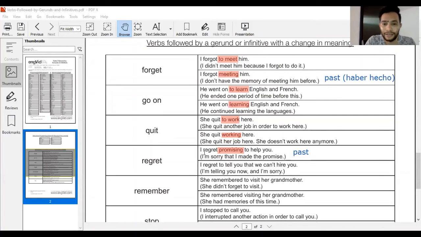So it says here, how can you translate this into Spanish, guys? If it says, I'm sorry that I made a promise. By the way, what is the meaning of regret? Arrepentirse. Great. Lamentarse. Great. Excellent, miss. So what do you think is the meaning of the sentence here? I regret promising to help you.